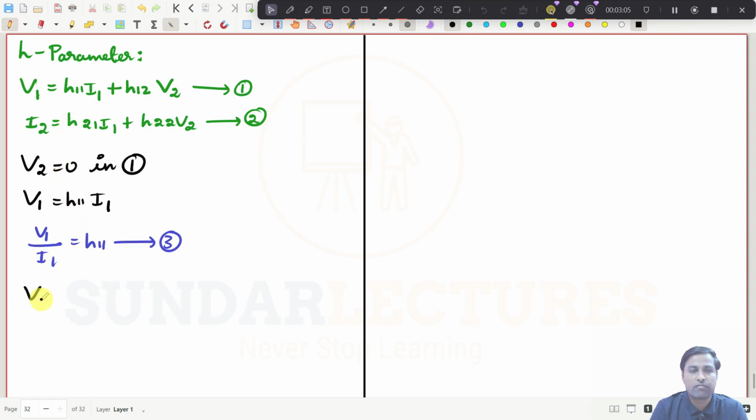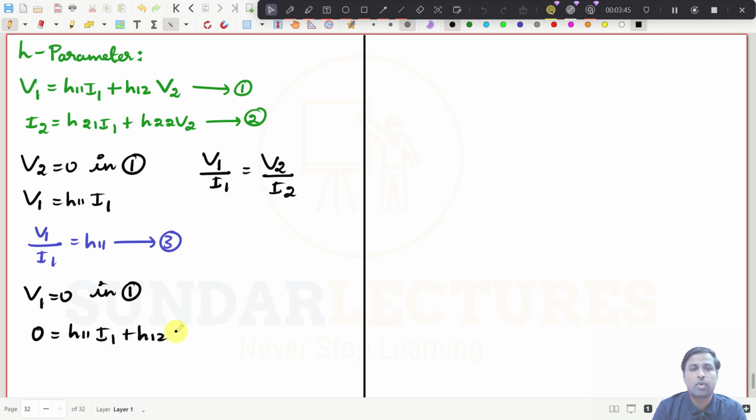Now I have to put V1 is equal to 0. V1 is equal to 0, I can put here only, right? In this equation only, I can put V1 is equal to 0. And what is my other ultimate aim? I have to find V2 by I2. I need to find this ratio. So I can put V1 is equal to 0 only in equation number 1, no other go, right? Not in equation number 2, because I don't have V1 here. So if you do so, what you will get? 0 is equal to H11 I1 plus H12 V2.